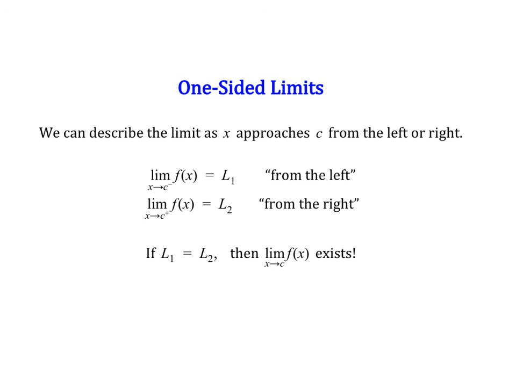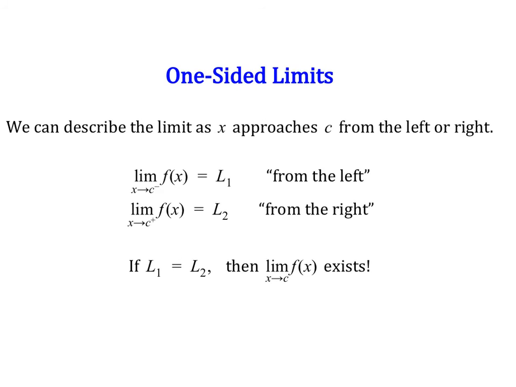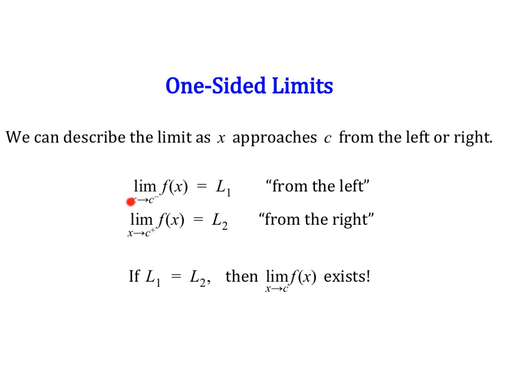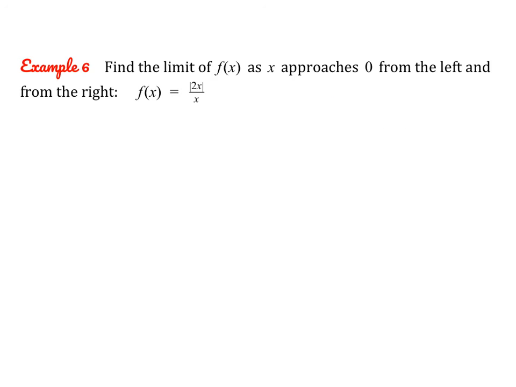So just make sure you understand the notation. You can see right here, we have x approaches c and then this little minus sign. This means from the left, and when you see something like this with the little plus sign, it means from the right. And once again, if the left and right side behaviors match, then the limit exists. And if they don't match, then the limit does not exist. So let's try this problem.